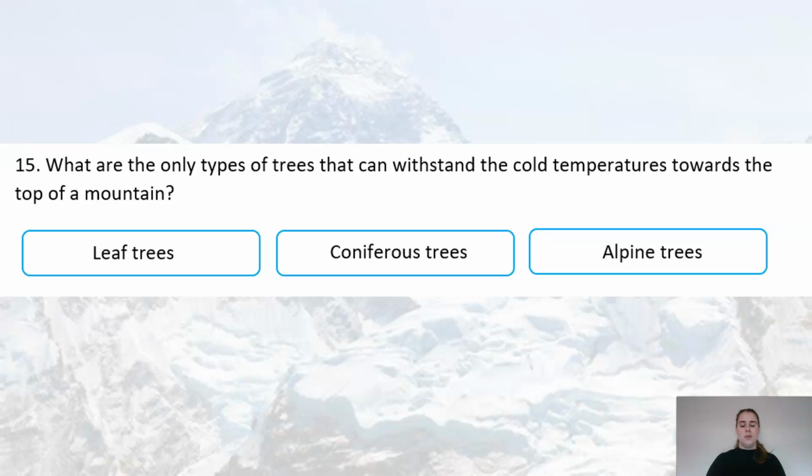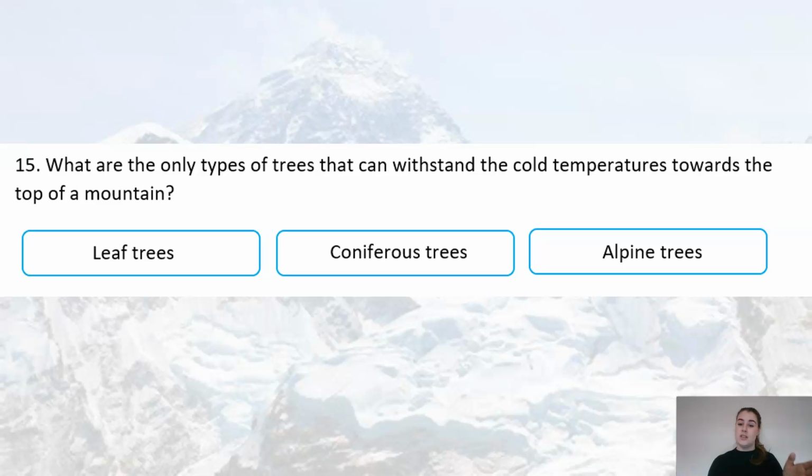What are the only types of trees that can withstand the cold temperatures towards the top of the mountain? So we know we've got your general vegetation and your animals that live around the base of the mountains. And as you work your way up, we've got our leafy trees. But then as we get further up, we've got trees that have got to withstand this very cold temperature and its own climate. So which one of those is going to be the only type of tree to withstand that temperature? Pause the video and have a go.